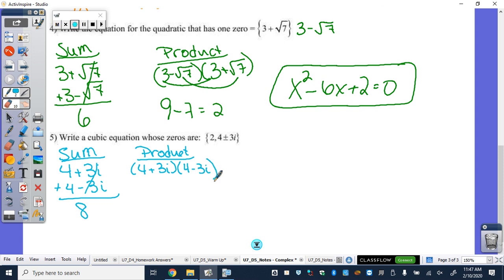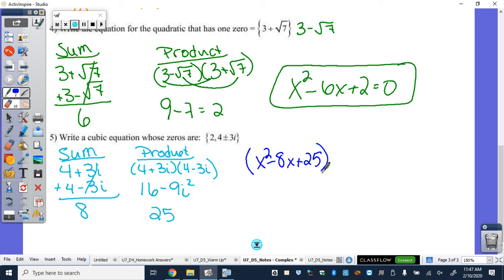Product, multiply them out. 4 times 4 is 16. 3i times negative 3i gives us a negative 9i squared, which simplifies to positive 9, so plus your 16 gives us a 25. So our quadratic would be x squared minus 8x plus 25. That's our quadratic using those 2 imaginary roots.